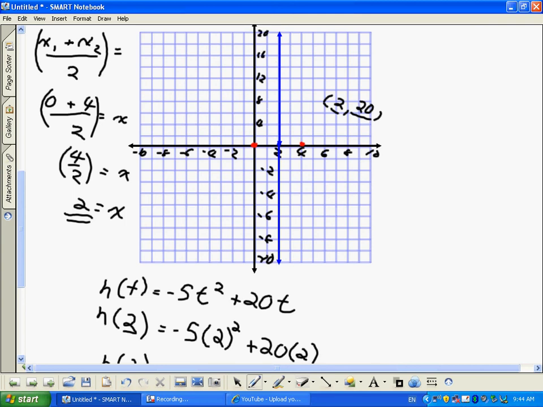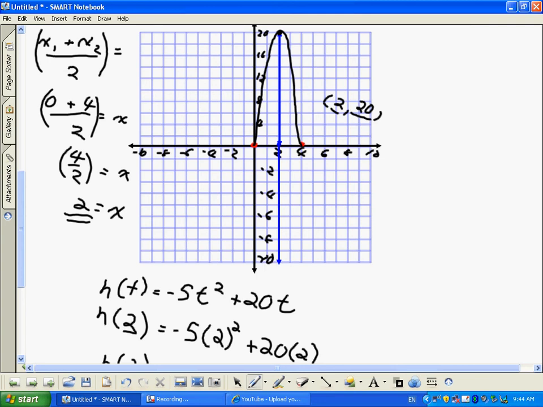Okay. So, according to this, when t is 0, the ball is at 0. We know it's the x-intercepts. At 2 seconds, it's reaching its peak of 20 feet or 20 meters in the air. Not sure which one it is. Could be 20 kilometers. I doubt that for 4 seconds, though. We know that the vertex of this parabola is 2 and 20.